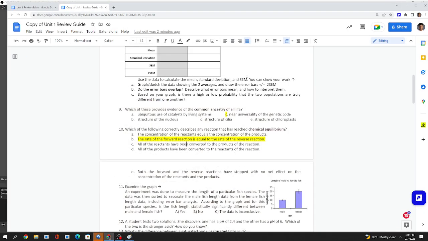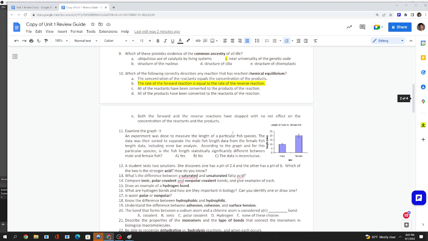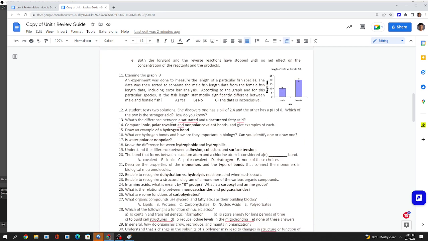A lot of people get that one wrong, so please don't get it wrong. I think that's already a quiz question on one of the AP Bio tests. So yeah, I'm going to skip question 11. It's statistics related, but it shouldn't be too hard.